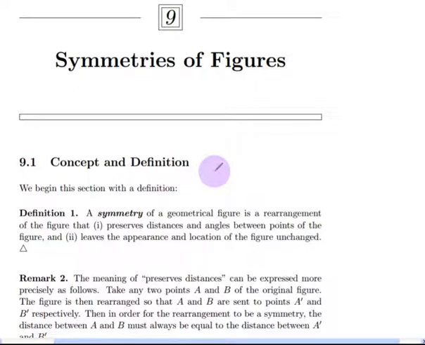Okay, let's talk about symmetries. In particular, we're going to talk about symmetries of figures. Now, symmetries are extremely important. Much of art and music depends on symmetry. Also, symmetry is of fundamental importance in physics. Many of the great breakthroughs in quantum physics are based on observations of symmetry.